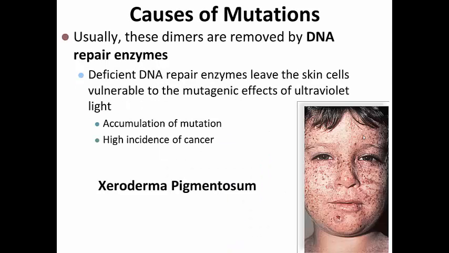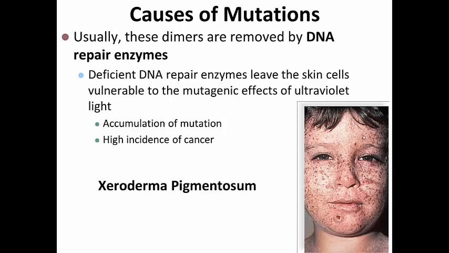So the good news is that in eukaryotes, most of the time these dimers are removed by repair enzymes. Now, sooner or later, a mistake will be made, and that's where skin cancer comes from, and that's why it's ideal to limit your exposure to UV radiation, especially depending on the shade of your skin.